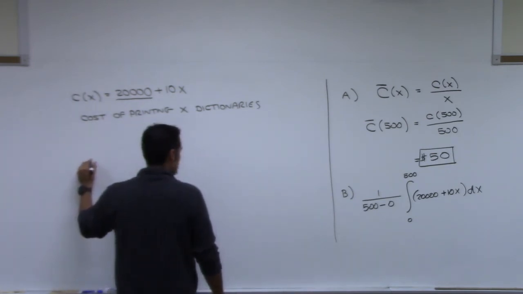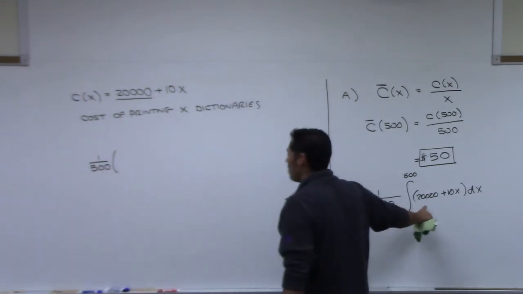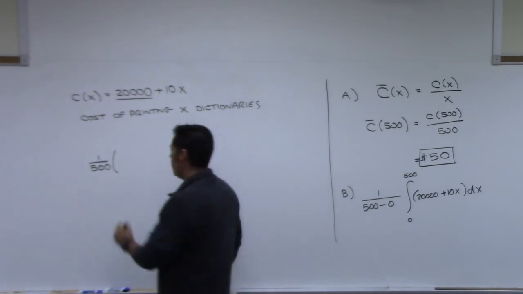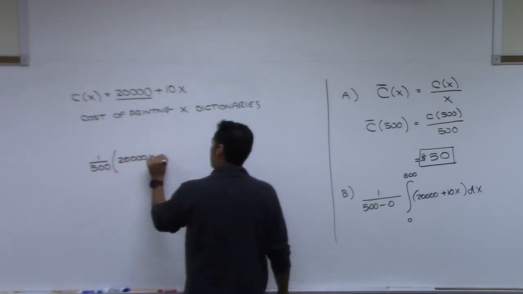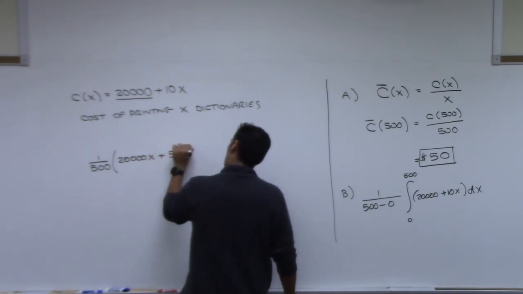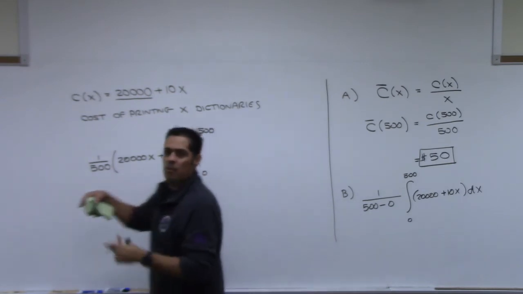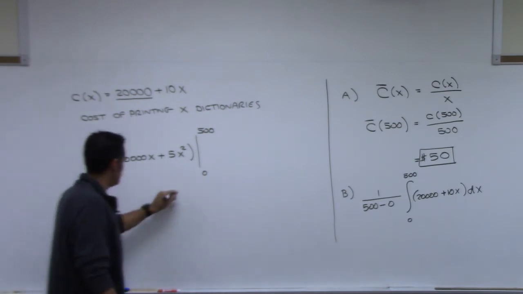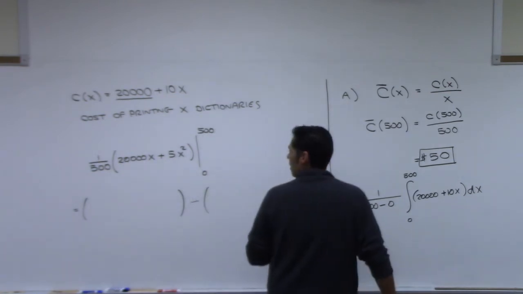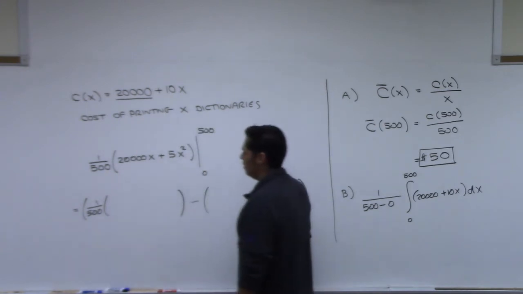So for Part B continued here, this is 1 over 500. The antiderivative of 20,000 is what? 20,000x. And then 5x squared. Good. And we want to evaluate that at 500, and then we want to plug in 0 and subtract. Understand? So give myself sets of parentheses here. Let's see, 1 over 500.